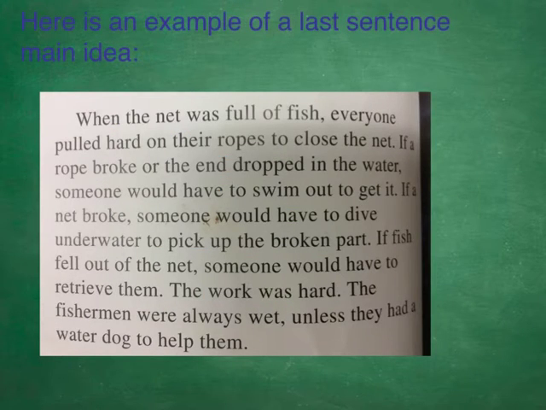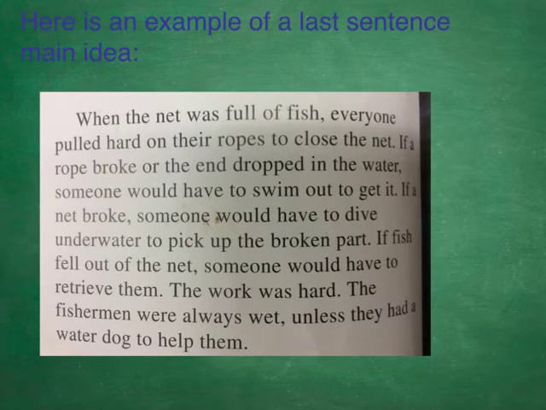Here is an example of a last sentence main idea. I'm going to read the paragraph first, and then I'll focus on that last sentence. When the net was full of fish, everyone pulled hard on their ropes to close the net. If the rope broke or the end dropped into the water, someone would have to swim out to get it. If a net broke, someone would have to dive underwater to pick up the broken part. If a fish fell out of the net, someone would have to retrieve them. The work was hard. The fishermen were always wet, unless they had a water dog to help them.